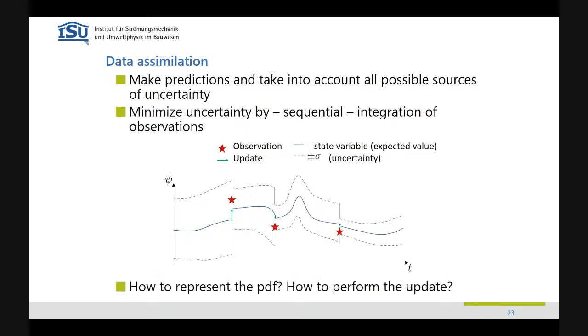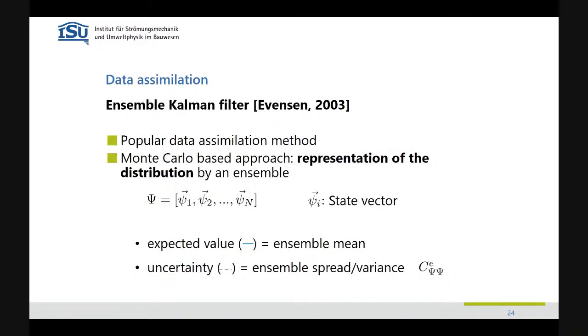The question now is, how do I represent this distribution, the PDF, and how do I perform the update? I will cut this very short. What we do here is what many people do: we use an ensemble Kalman filter. This is a very popular method because it often works quite well and it's not so difficult to implement. It's a Monte Carlo based approach. That means I represent the distribution with an ensemble. I generate an ensemble of states, and this ensemble reproduces my uncertainty.